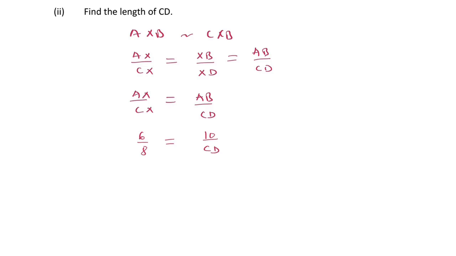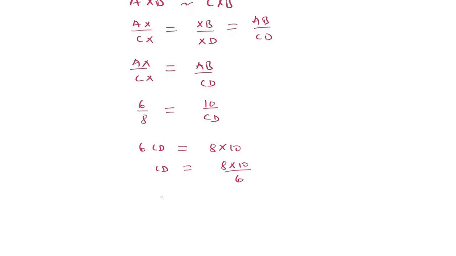Okay, so next, let us apply cross multiplication for this one. We have 6 CD equals 8 times 10. So let us now divide by 6 on both sides. Then our equation is going to be CD equals 8 times 10 over 6, which after solving the values, we are going to have CD equals 13.33 centimeters.